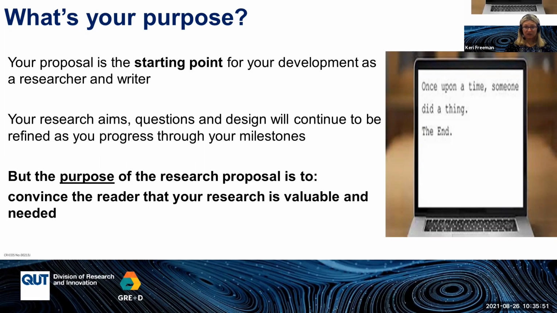So if you can convince the reader at this proposal stage that your research is valuable and needed, then anything that needs to be tweaked down the track with your aims, your questions and potentially your research design can be refined as you progress. But that's the key. The purpose of this proposal really is to convince the readers that this research is needed and therefore you should be able to continue with it as part of your degree.